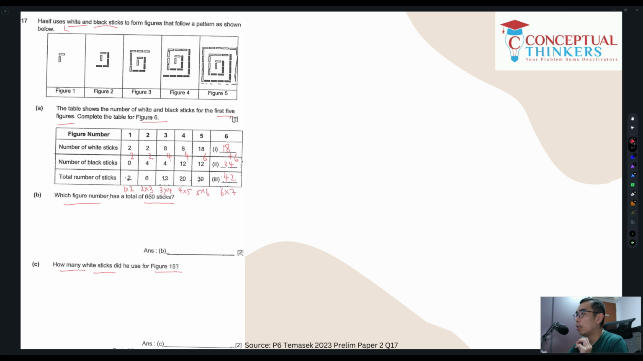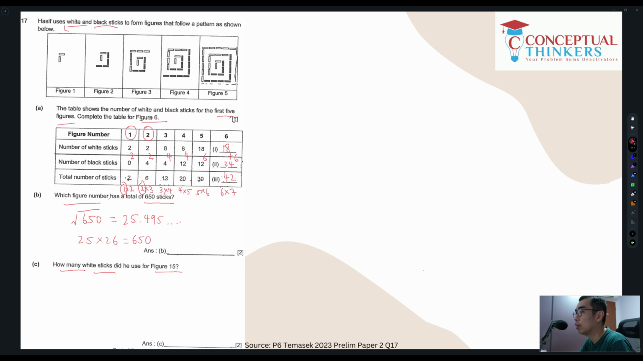Okay, but however, we are given the total number of sticks. We are not told which pattern to start to multiply. So what we can do is, you can do a square root of 650. You will get 25.495 something. So this means that the answer should be between 25 and 26. So if I take 25 times 26, I will get 650.